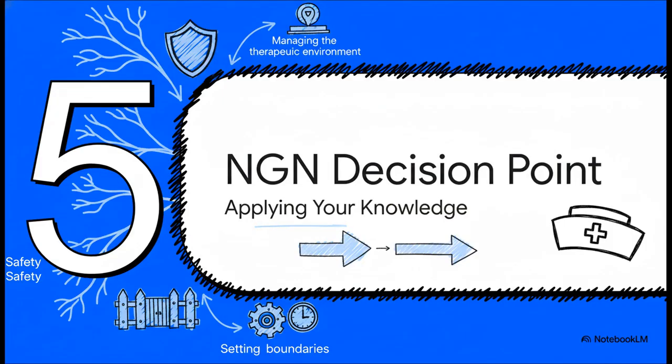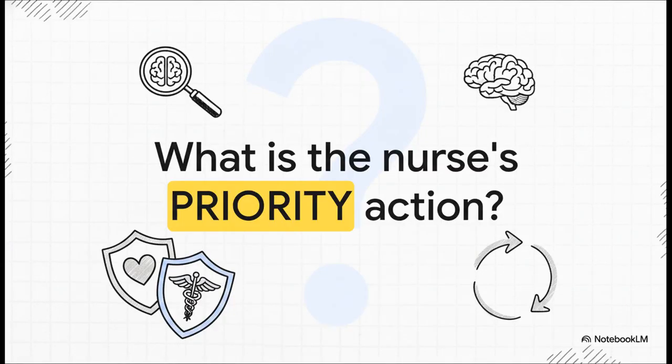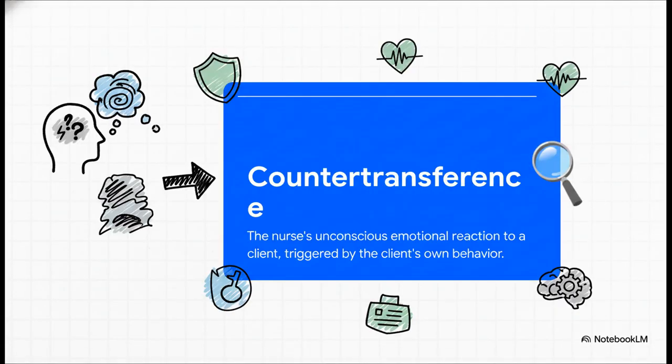All right, it's time for our final decision point. Let's pull everything we've talked about together with a next-gen NCLEX-style scenario. Your focus here should be on boundaries, safety, and how to manage the therapeutic environment. Okay, read this one carefully. The question isn't just about what the client is doing, it's about the nurse's internal emotional response. What is happening inside the nurse? Think like the NCLEX. Before you act, you have to assess. So what is the very first thing the nurse must do to keep that environment therapeutic and safe for everyone involved?